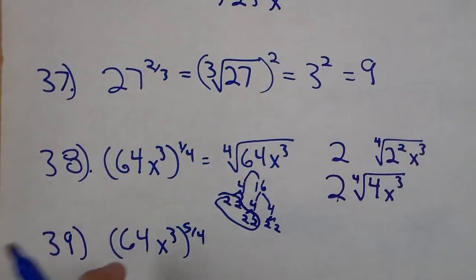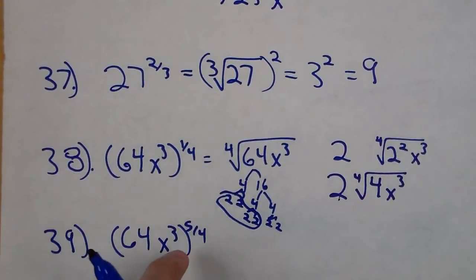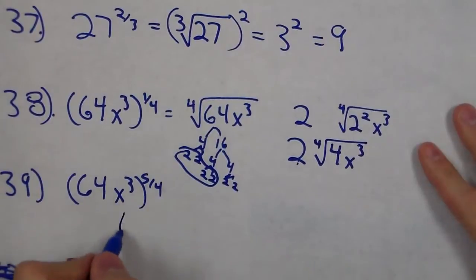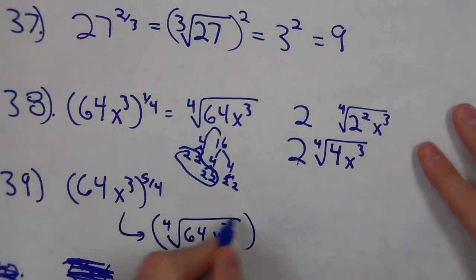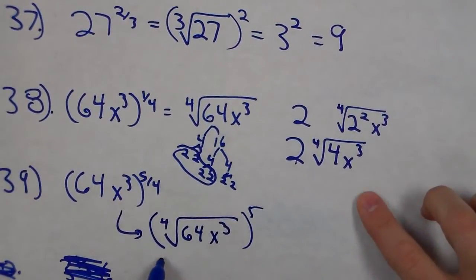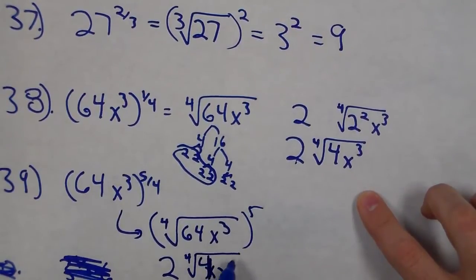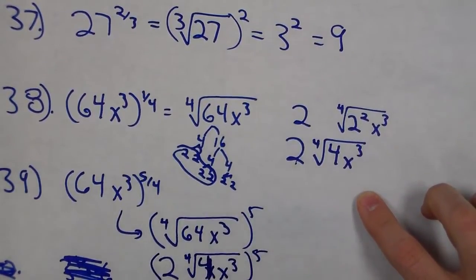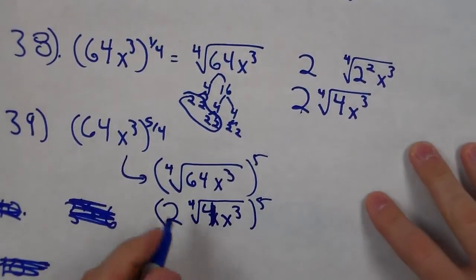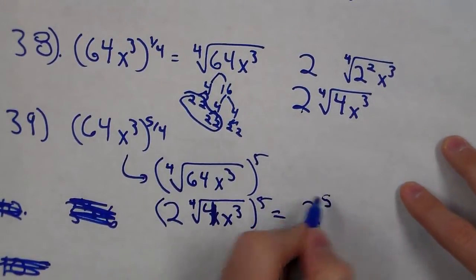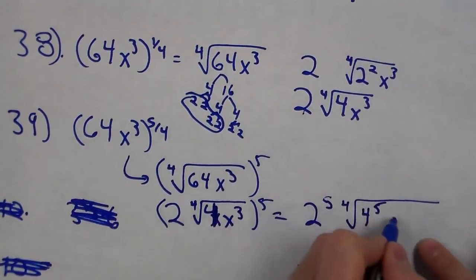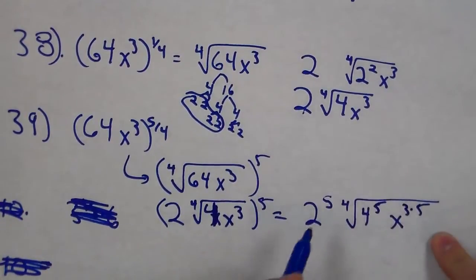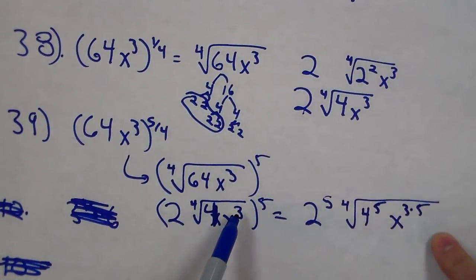Now, in number 39, it takes this same problem and now says, well, what if it's to the 5/4? So we actually get the 4th root of 64x to the 3rd to the 5th, which we found out was 2 times the 4th root of 4, x to the 3rd, now to the 5th. So from this one, I'm going to have 2 to the 5th. The 4th root, it's going to be 4 to the 5th, and x to the 3 times 5, because I can move that exponent from the outside inside to the radical.